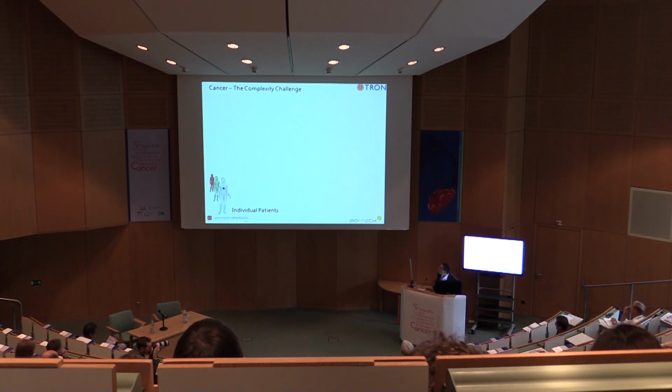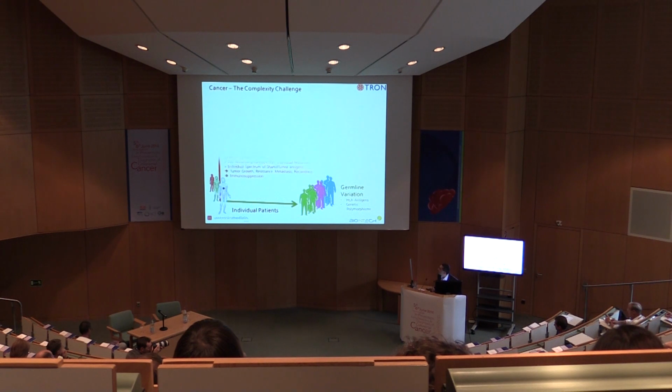And if you look at the molecular picture, we have several levels of complexity. The first level of complexity is the germline variation, for example, the HLA antigens and the genetic polymorphisms. Of course, in cancer, we have the mutation heterogeneity. Cancer is a mutation-based disease, and it is.